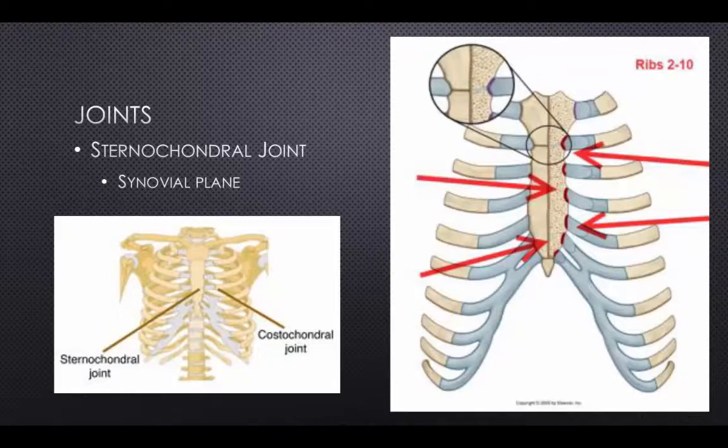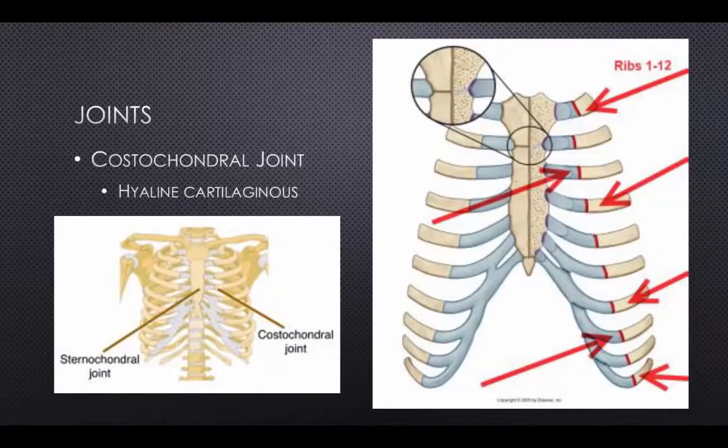The sternocostal joints, also known as the sternochondral joints or costosternal articulations, are synovial plane joints of the costal cartilage of the true ribs articulating with the sternum, with the exception of the first rib, which is a synarthrosis joint, since the cartilage is directly united with the sternum.